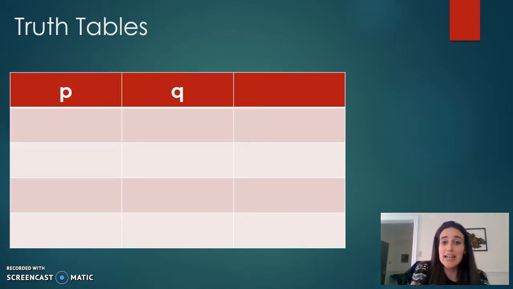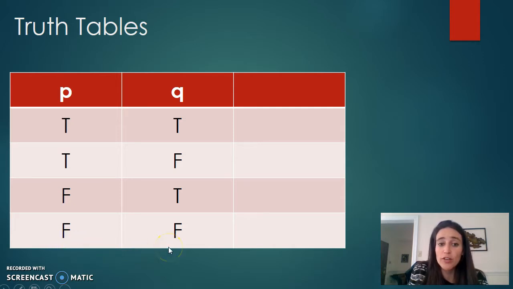Each of the other logical connectives involves combining 2 statements, P and Q, and we need to consider all possible cases of true-false values. So the first case could be when P and Q are both true. We could also have the case where P is true and Q is false. We could also have P false and Q true. And finally, we have the case where P and Q are both false. These 4 scenarios represent every possible combination of true-false values for P and Q.